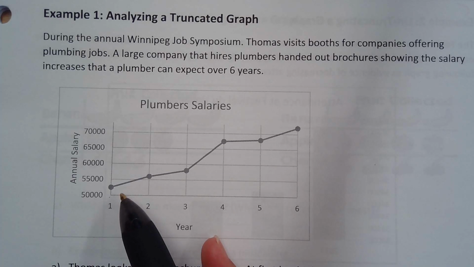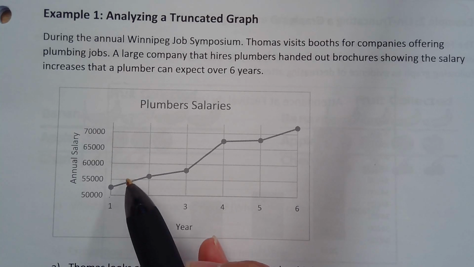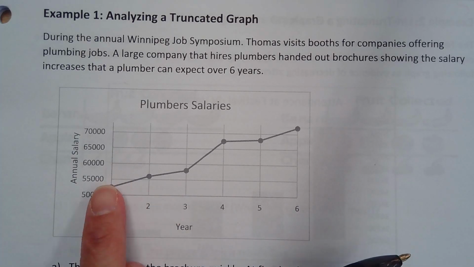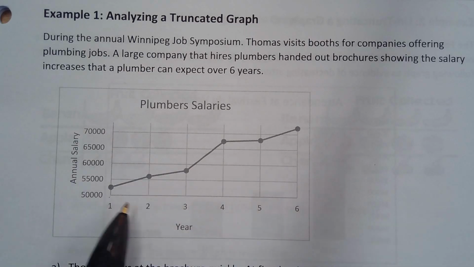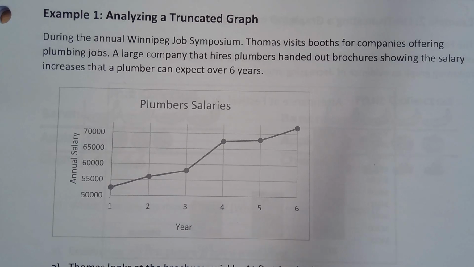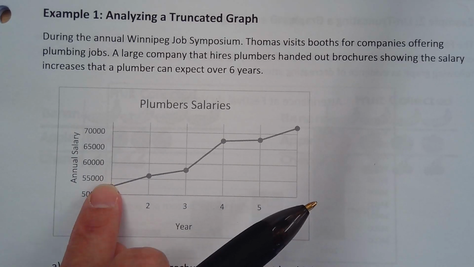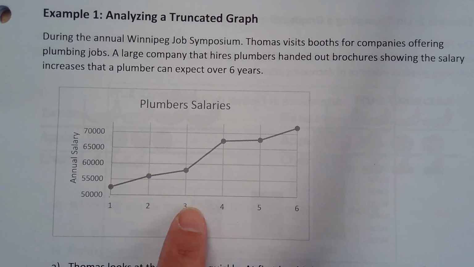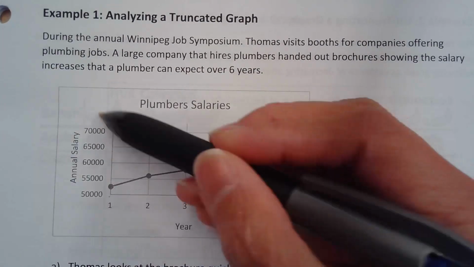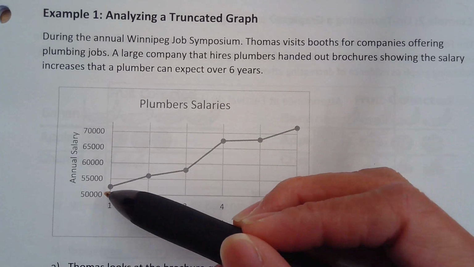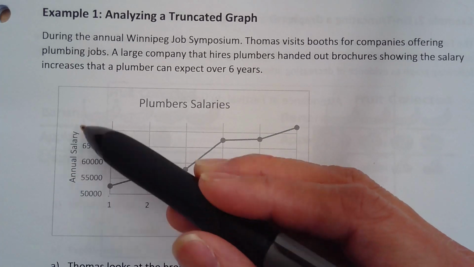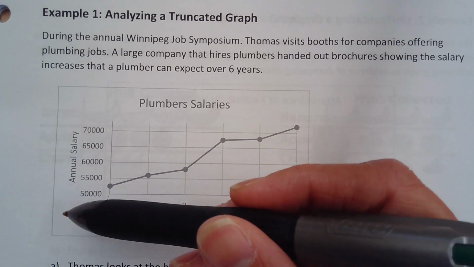So it looks like the plumbers' salaries are growing, right? Okay, if you take a look at this graph in here, what does that say? On the x-axis, the horizontal axis, they're talking about the year. Year 1, year 2, year 3, year 4, year 5, year 6. And then the vertical axis talks about annual salary. So how much do they make?